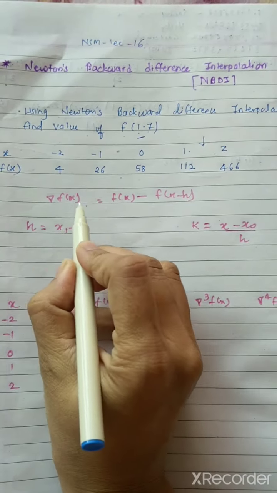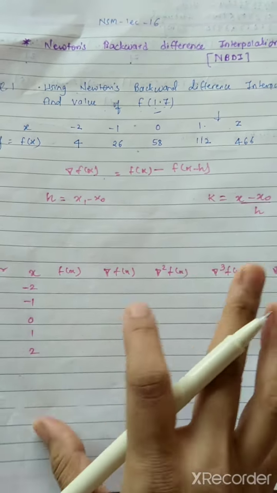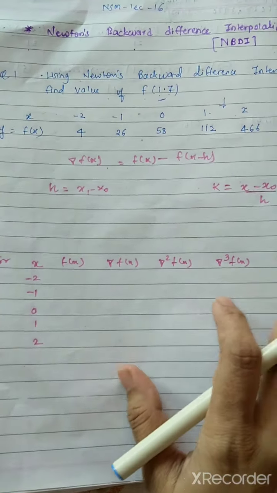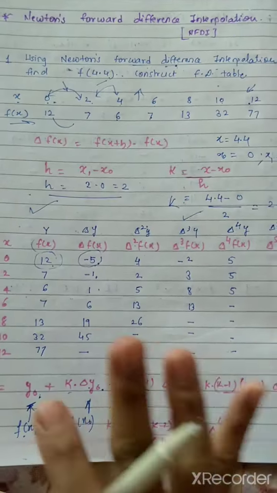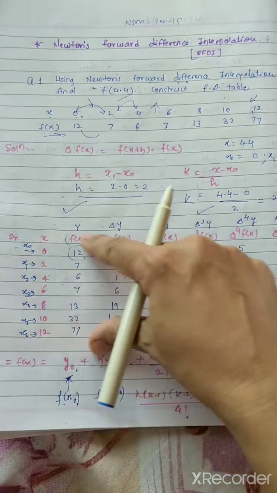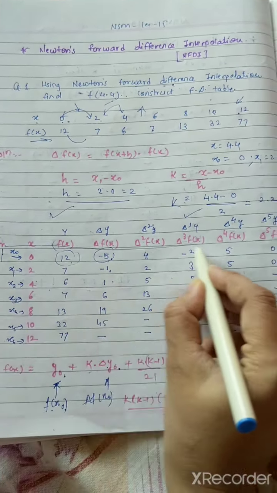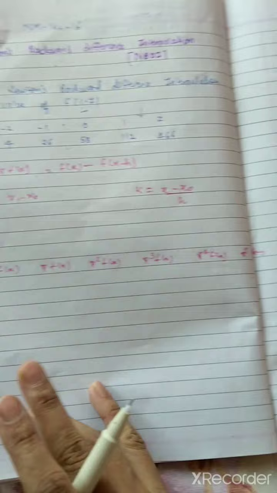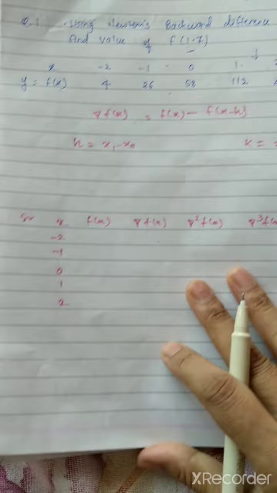Backward difference: del f of x is equal to f of x minus f of x minus h. For this as well we have to construct a backward difference table, and then use the formula as we have done before. What did we do? We calculated h, then calculated k. In forward difference interpolation we made a forward table, then considered these values, used the formula and found the answer. In the same way we'll do it here, but we'll make a backward table. So first, make the backward table.